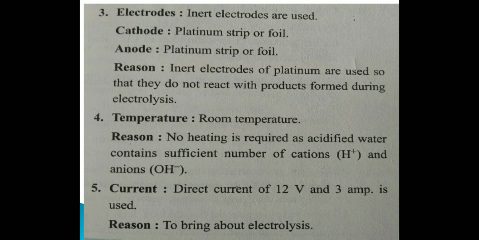Electrodes: inert electrodes are used. Cathode, platinum strip or foil. Anode, platinum strip or foil. Reason: inert electrodes of platinum are used so that they do not react with the products formed during electrolysis. Temperature: room temperature is maintained.